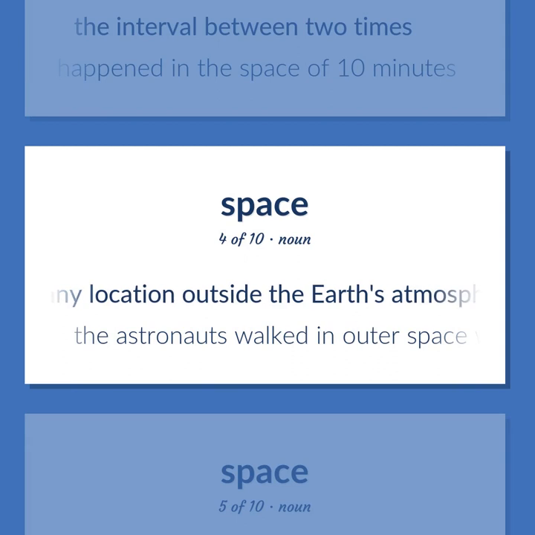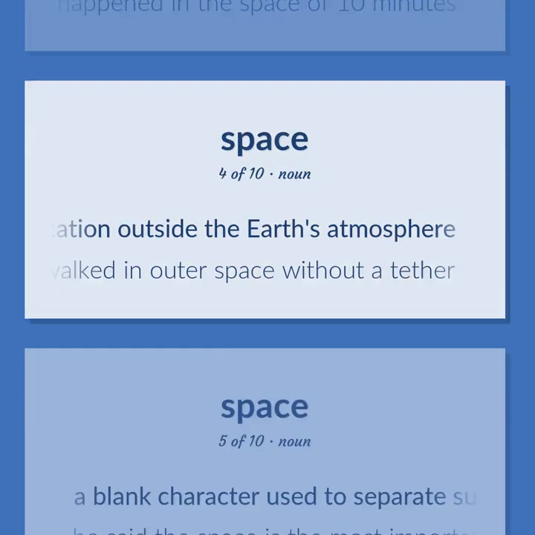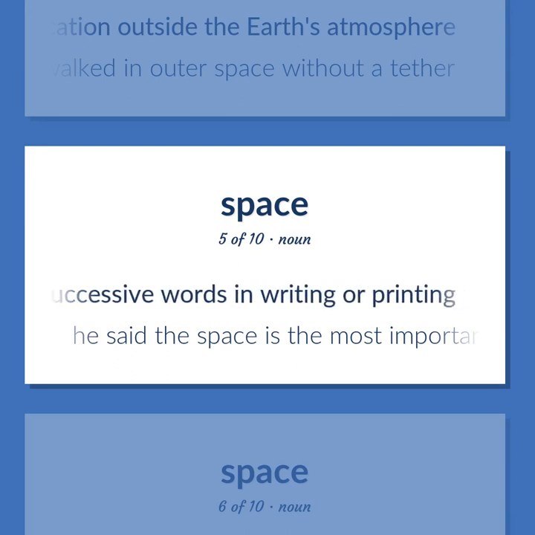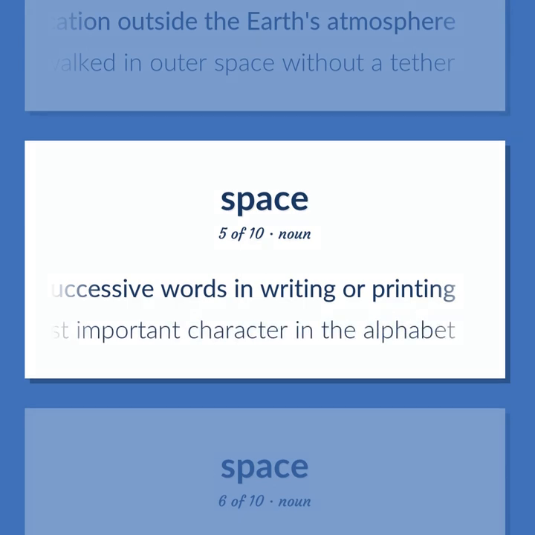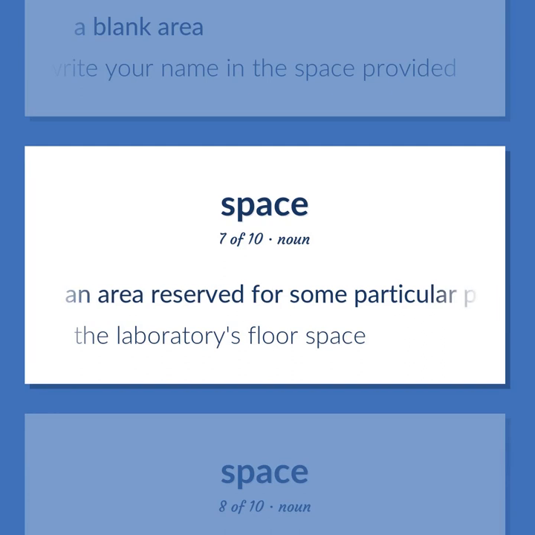Any location outside the Earth's atmosphere. The astronauts walked in outer space without a tether. A blank character used to separate successive words in writing or printing. He said the space is the most important character in the alphabet. A blank area. Write your name in the space provided. An area reserved for some particular purpose. The laboratory's floor space.